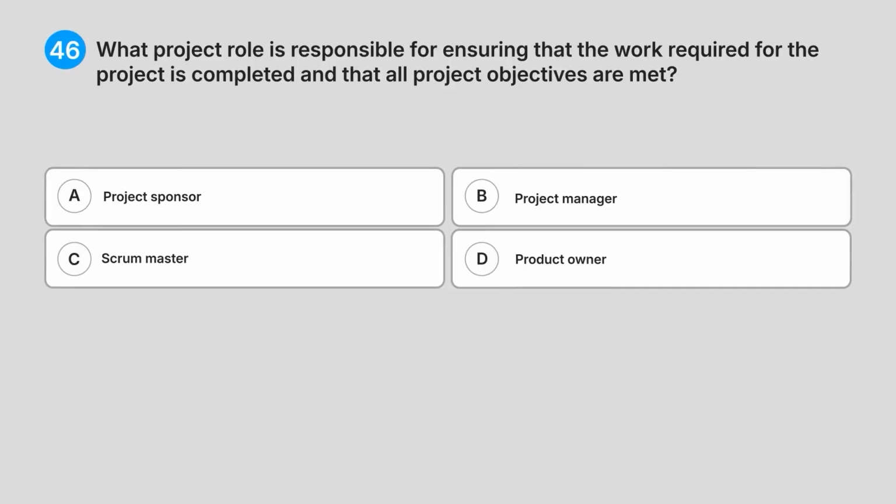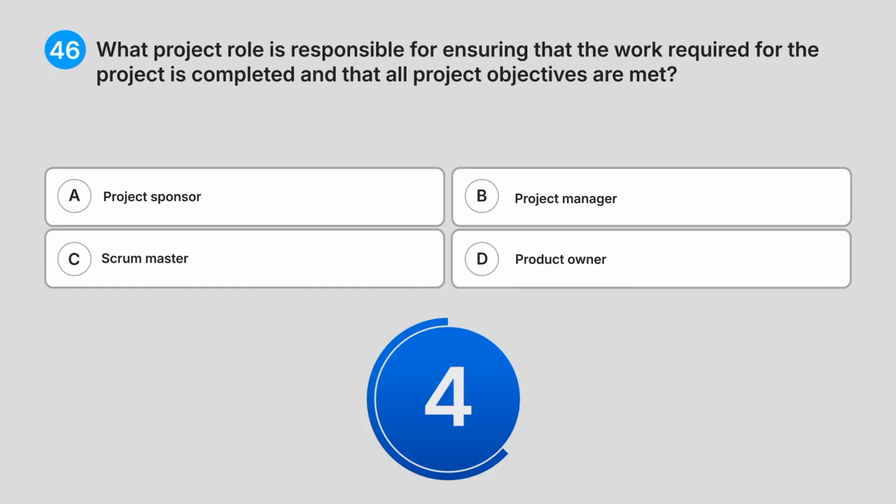46. What project role is responsible for ensuring that the work required for the project is completed and that all project objectives are met? A. Project sponsor. B. Project manager. C. Scrum master. D. Product owner. Do you know the answer?